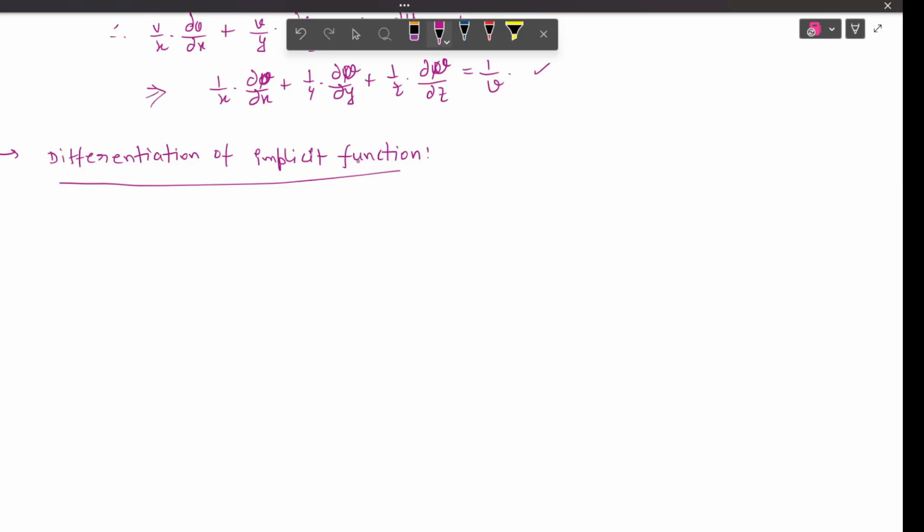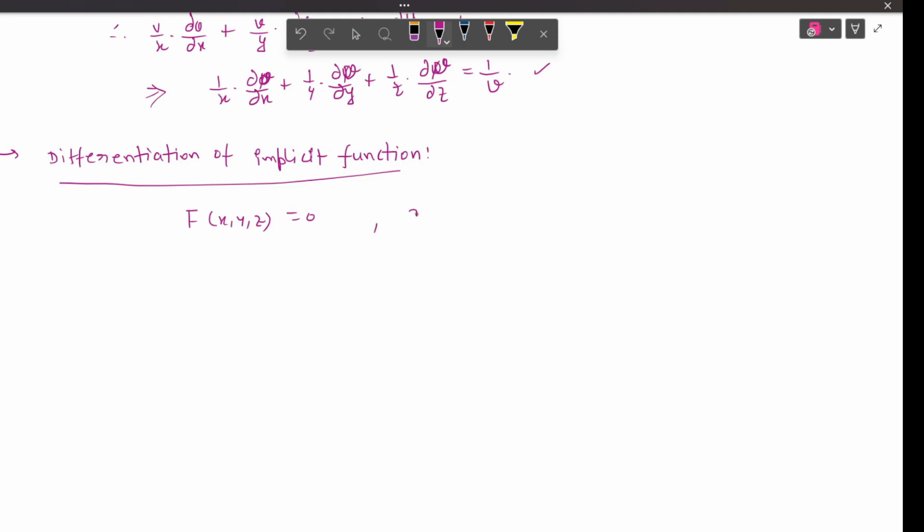So what are implicit functions? Let us say we have an equation f of x, y, z equals 0, which defines one variable, let us say z, in terms of a function of the other two variables, let us say x and y. In that case, z is called an implicit function of x and y.